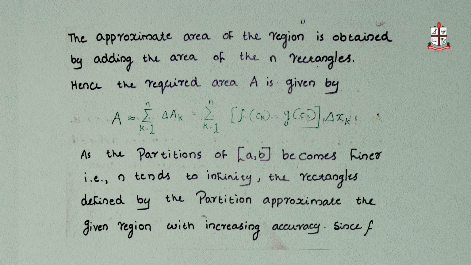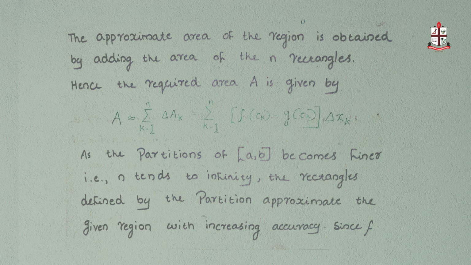So the required area A will be given by A equals the sum from k equals 1 to n of delta A k, that is, the sum from k equals 1 to n of f(ck) minus g(ck) times delta xk. As the partition of the closed interval [a, b] becomes finer, meaning the number of partition points is increased, n tends to infinity. The rectangles defined by the partition approximate the given area with increasing accuracy. That is, the more small subintervals you make, the closer you get to the final result.